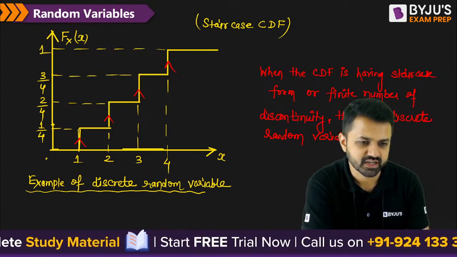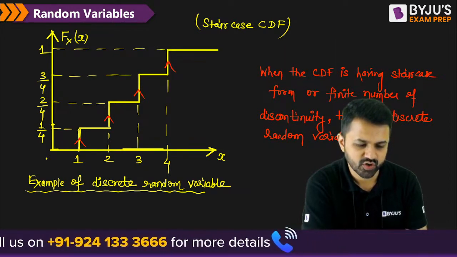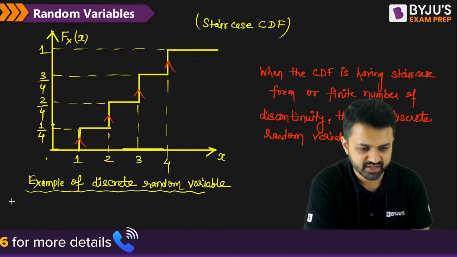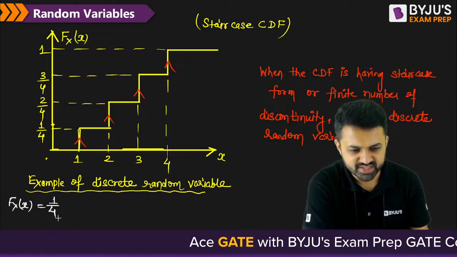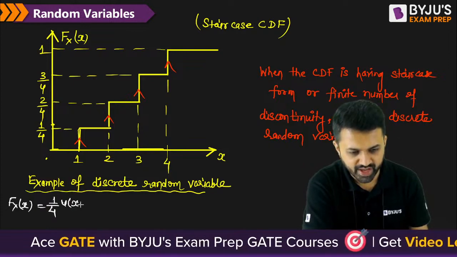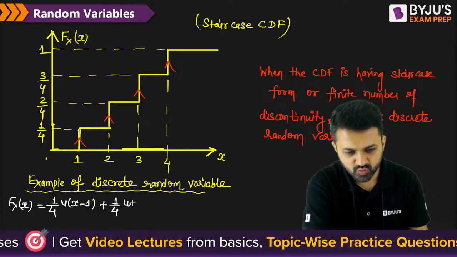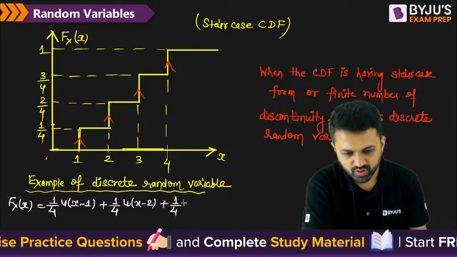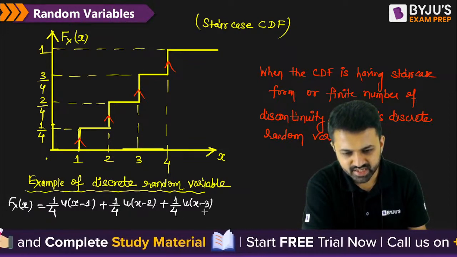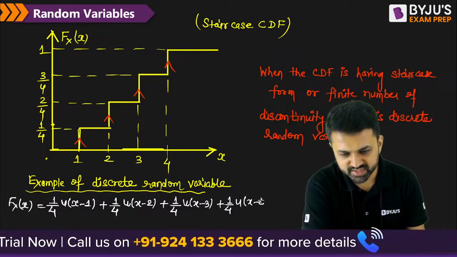Now, can you tell me what is the value of this Fx in terms of unit step? If I want to write in terms of unit step, can I write it? So in terms of unit step, it can be written as Fx(x) is equal to 1 upon 4, which is the height, times u(x minus 1) plus 1 upon 4 u(x minus 2) plus 1 upon 4 u(x minus 3) and plus 1 upon 4 u(x minus 4).